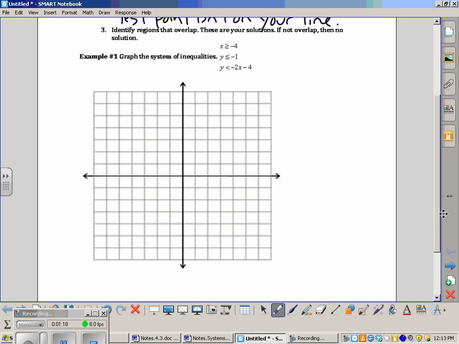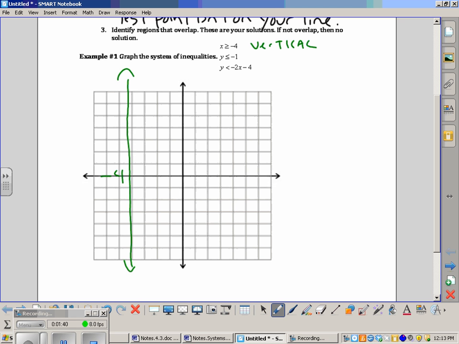So let's look at this in pieces. So x is greater than or equal to -4. Well, that's a vertical line. The SAT people really love those vertical and horizontal lines. So it's a solid line that goes through x equals -4.